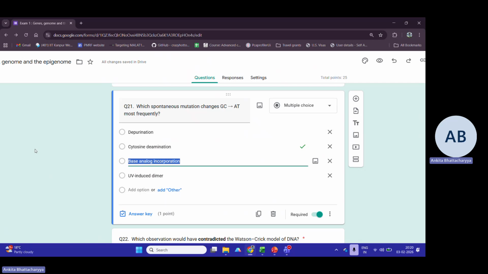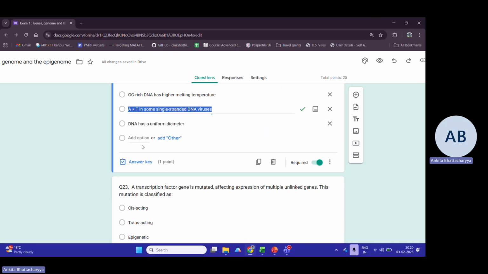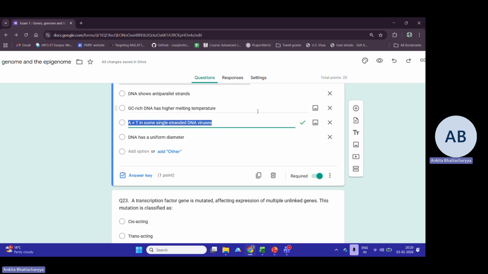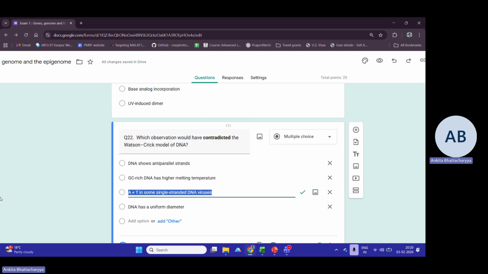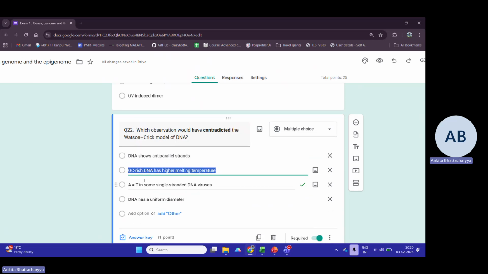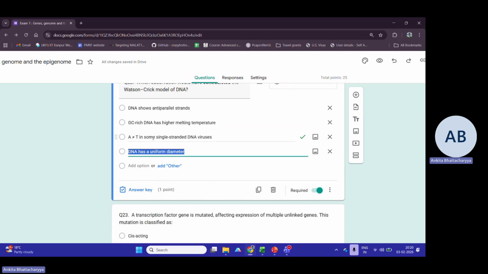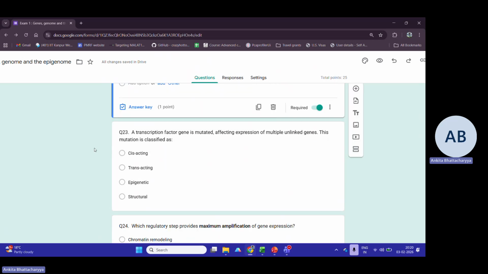And following that, which observation would have contradicted the Watson-Crick model of DNA? So if A is not equal to T in some single-stranded viruses, that could have contradicted the Watson-Crick model of DNA, because otherwise DNA shows antiparallel strands. GC-rich DNA has a high melting temperature. Agreed, that is because of hydrogen bonding. Uniform diameter of DNA, that's also meant, but A not equal to T in single-stranded DNA viruses would have contradicted this.